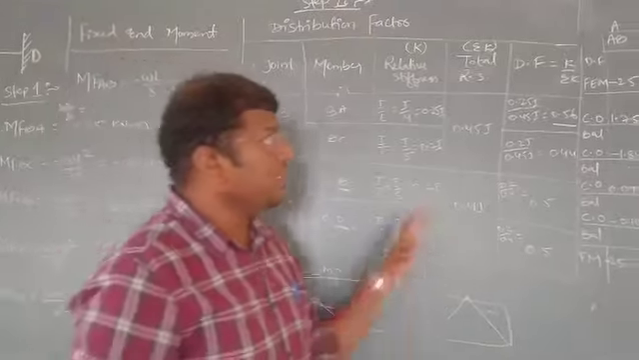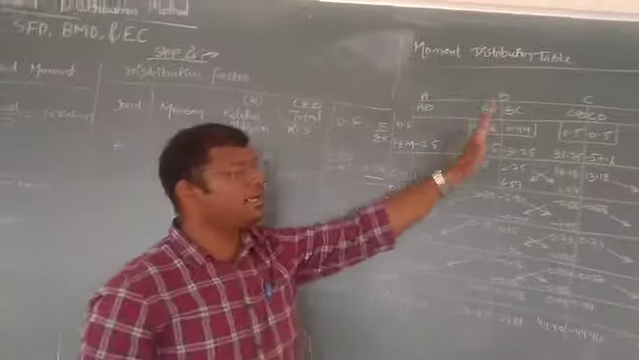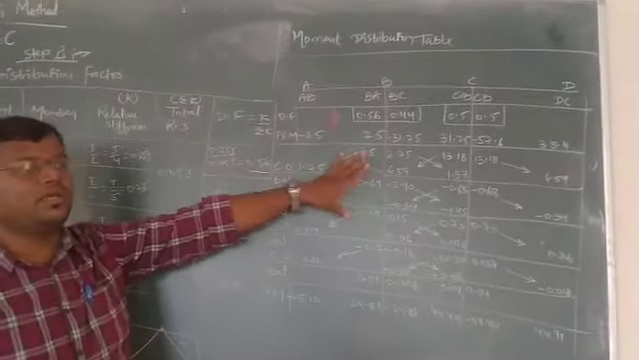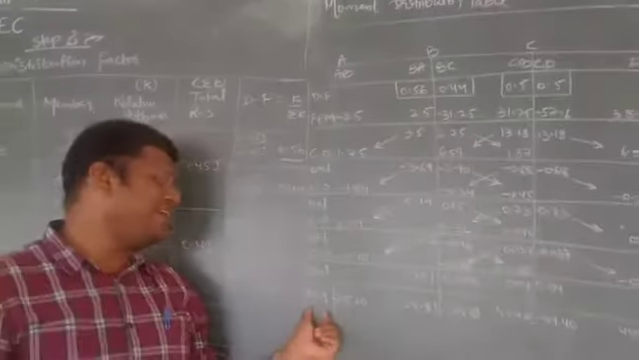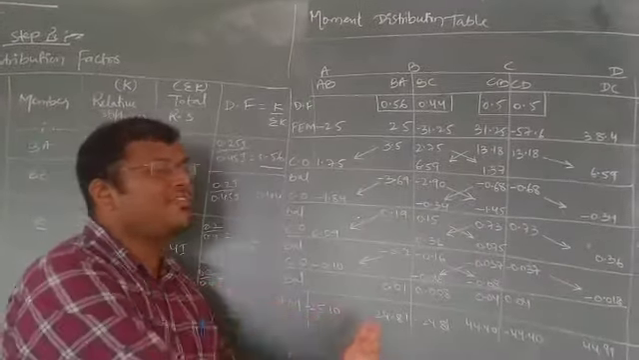Now coming to the third step, which is the distribution table. If you prepare the distribution table, you are ultimately going to get the final numbers. I will let you know how to calculate the final numbers.